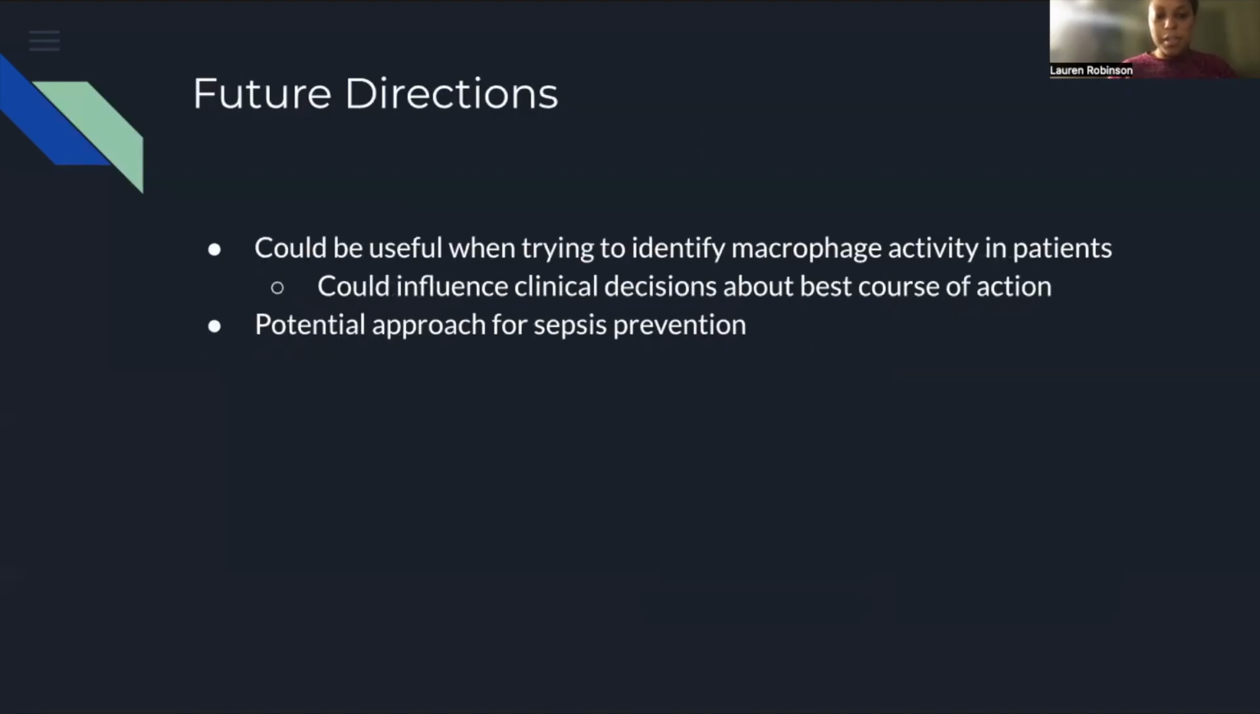So future directions, this could be useful when trying to identify macrophage activity in patients. For instance, if you can use this receptor presence or absence as a biomarker for potential increased risk of sepsis, that could determine which treatments might be best for the patient in order to prevent any adverse effects, and this could potentially prevent sepsis from occurring.